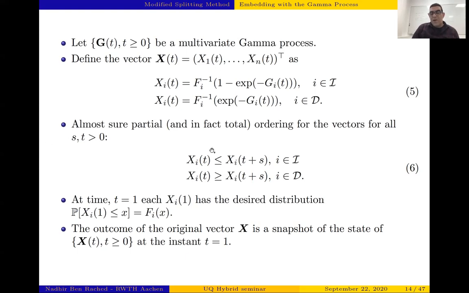So it means that when i is in the index set I, then xi is increasing in time, and the opposite conclusion is observed when i is in the index set D.